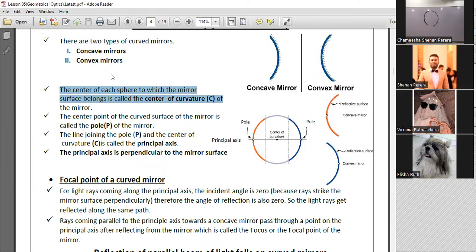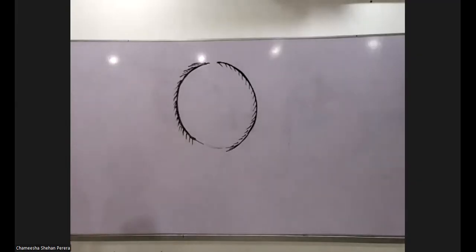The center of each sphere to which the mirror surface belongs is called the center of curvature of the mirror, symbolized as C.